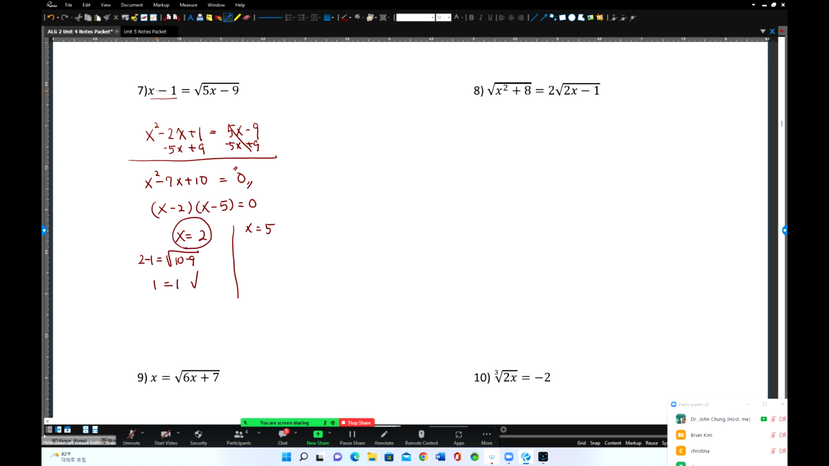Now put this number 5 there. 5 minus 1, that is still positive, right? There may be a possible answer too. So 5 minus 1 equals the square root of 5 times 5 is 25 minus 9. This is 4 equals square root of 16. 4 equals 4, right? That's also a solution. Because when you check it out, this is already positive for these two values of x.